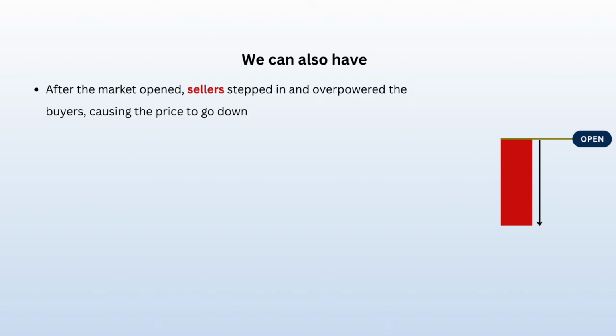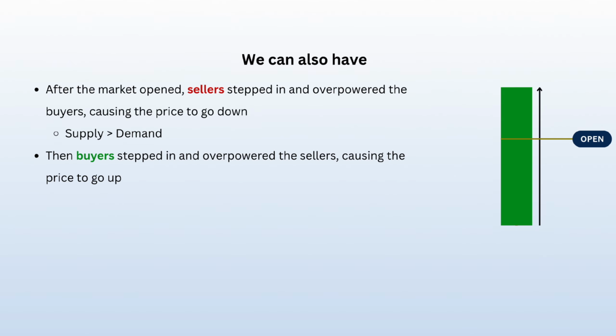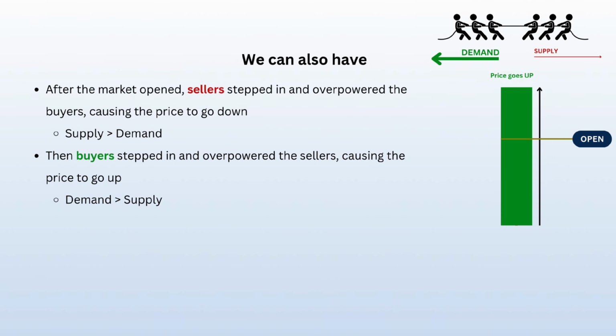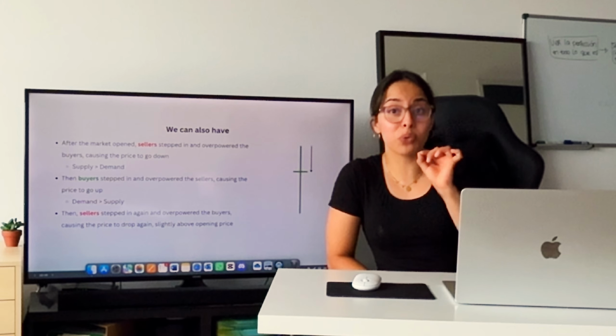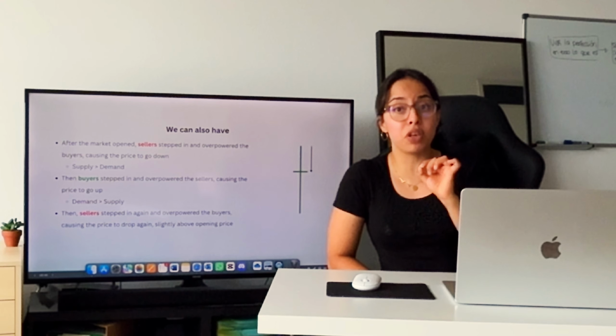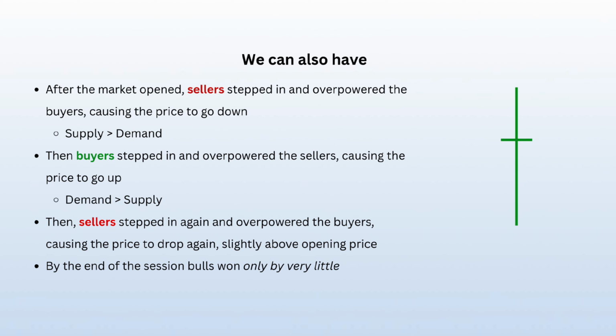After the market opened, sellers step in first, overpowering the buyers and causing the price to drop. Supply is higher than demand. Then the buyer stepped in and overpowered the sellers, causing the price to go up. Demand is higher than supply. Then the seller stepped in again, overpowering the buyers, causing the price to drop again, slightly above the opening price. So this candle closed slightly above the opening price, also ended up being green. So by the end of the session, once again, the bulls won only by very little.